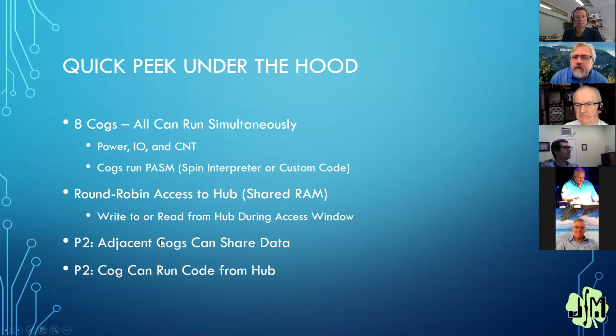Now, Chip, I need you to chime in on this because I meant to call you about this. This is true, right? In the P2, adjacent cogs can do a sharing process. Is that not right? They can read and write each other's lookup table memory. Okay, that's what I thought. 512 longs. So yeah, they can talk back and forth through the memory. Excellent. And also in the P2, as I talked about, we call it hub exec. The P2 can pull code right out of the hub. And this was inspired, was it not, Chip, by Bill Henning's LMM that he created for the P1?